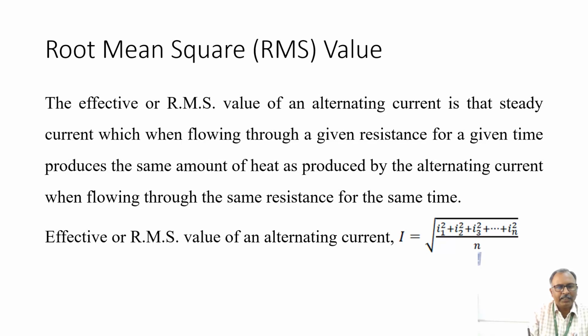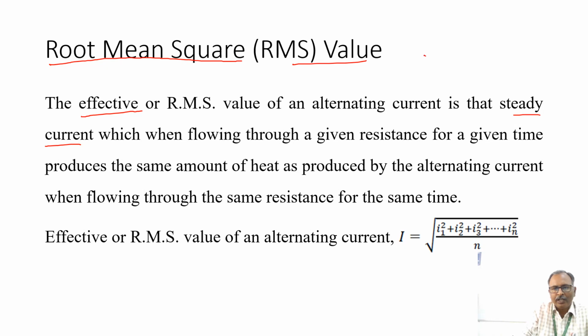Dear students, in this class we are going to discuss root mean square value. It is also known as effective value. So what is the definition? The effective value or RMS value of an alternating quantity, whether it is a current or a voltage, is that steady current or DC current which when flowing through a given resistance for a given amount of time produces the same amount of heat as produced by the alternating current when flowing through the same resistance for the same time.